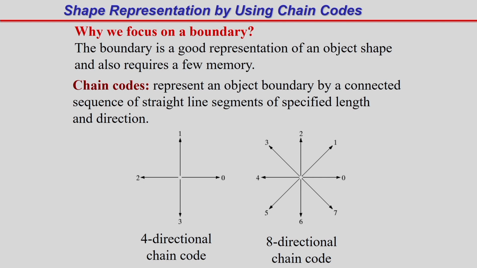In the first figure you can see I am considering 4 directions: 0, 1, 2, 3. So I am only considering 4 directions, and from this I can determine the 4-directional chain code. In the second figure I am considering the 8-directional chain code. In that case I am considering 8 directions, 0, 1, 2, 3, 4, 5, 6, 7. So that means I am considering 8 directions for the chain code.